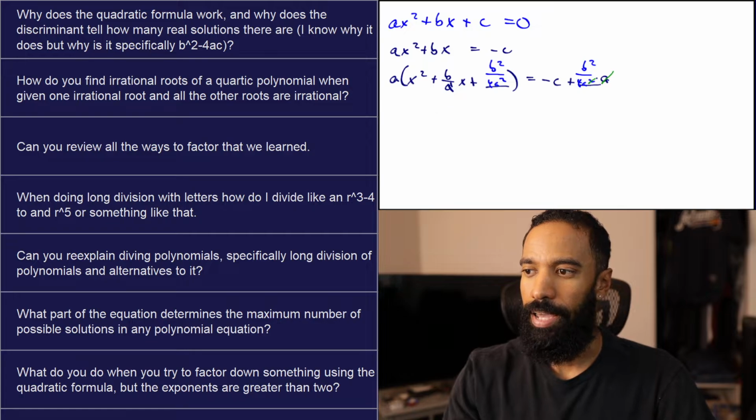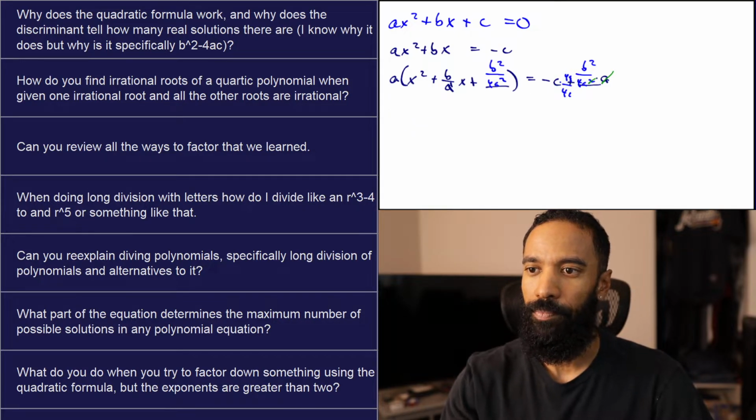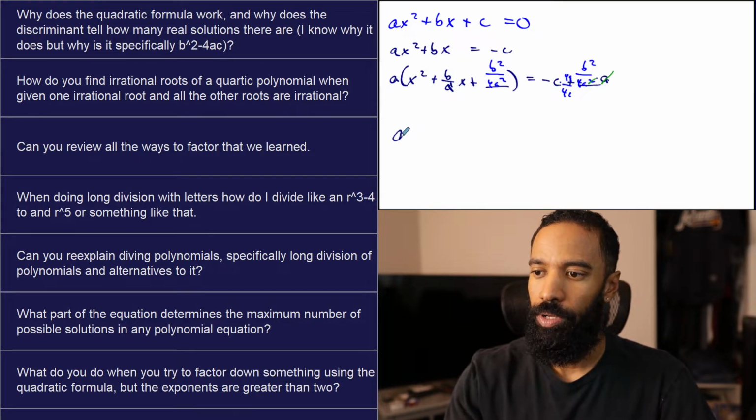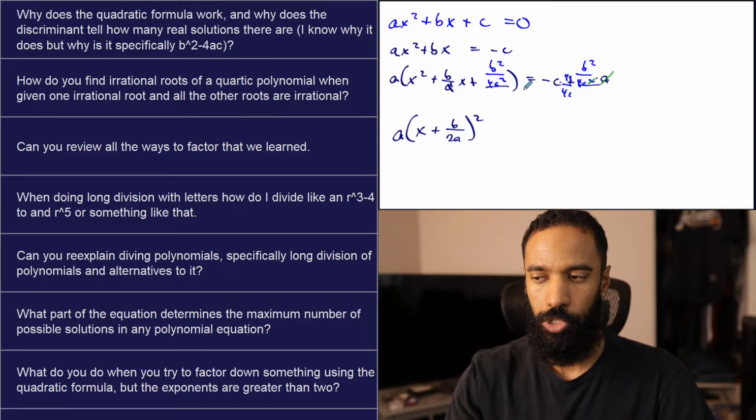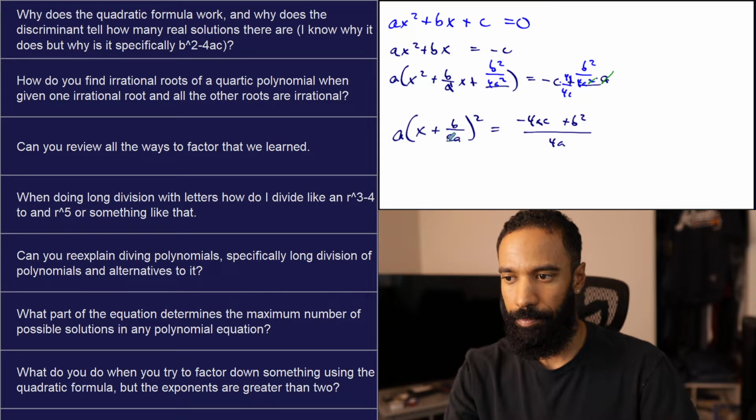Now, if I want to get a common denominator, I should multiply negative c by 4a over 4a. So I'll have negative 4ac up top right there. This factors down to x plus b over 2a quantity squared, right? Whatever half of this is what goes inside there. This was that negative 4ac, like I said, and there's the b squared right there. And this is all over 4a, like that.